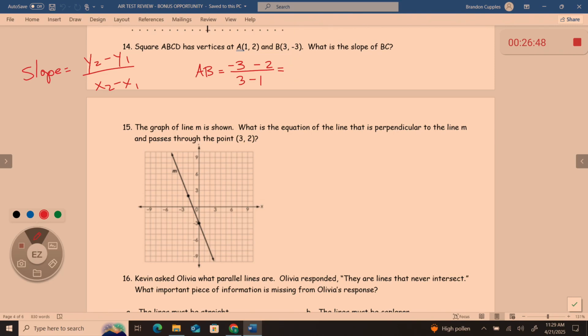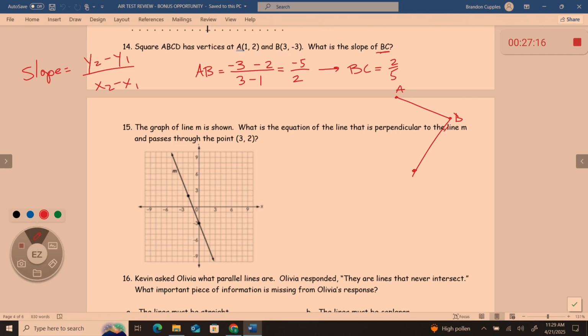Okay. Now, what does the slope of BC have to be? If you have AB, let's say A is here and B is here, and that's where we get the negative 5 over 2. For BC, it's going to have to be a positive, but the reciprocal of that. So for BC, the slope will have to be a positive 2/5. Okay. So again, understand that the opposite reciprocal slope gives you that perpendicular line.